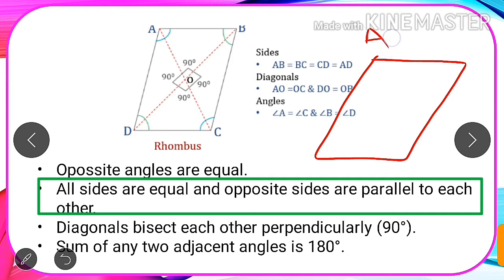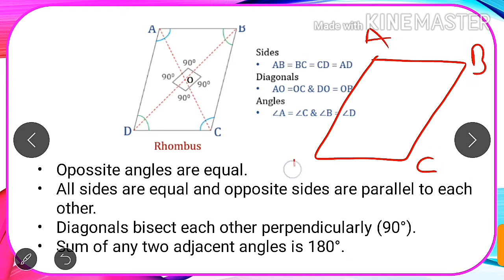Let us name it ABCD. Then we will see that according to the properties of rhombus, all these sides, that is AB, BC, CD and DA, will be equal to each other. Means if AB is x centimeter, then BC will also be x centimeter, this will be x centimeter, and this one will also be x centimeter.